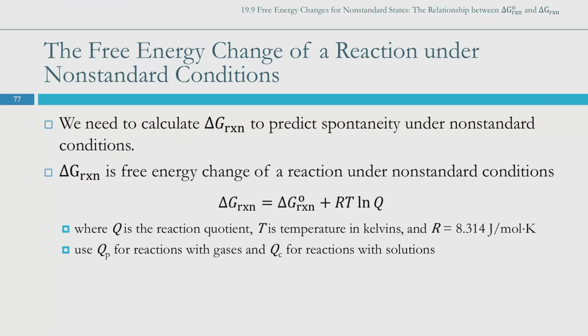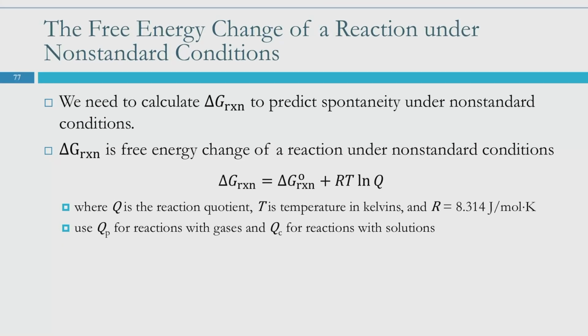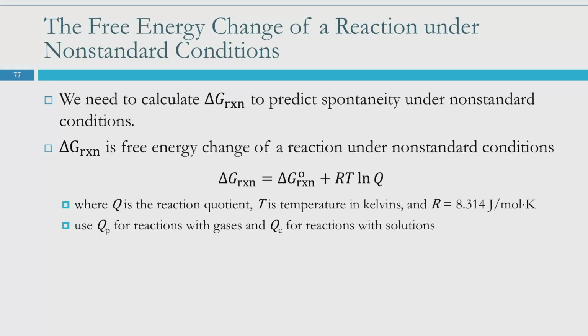We can make an adjustment to our delta G to predict spontaneity under non-standard conditions. So under non-standard conditions, we have this equation. Our real delta G of the reaction is the standard change in free energy of the reaction plus RT times the natural log of the reaction quotient. And R is the gas constant, 8.314.